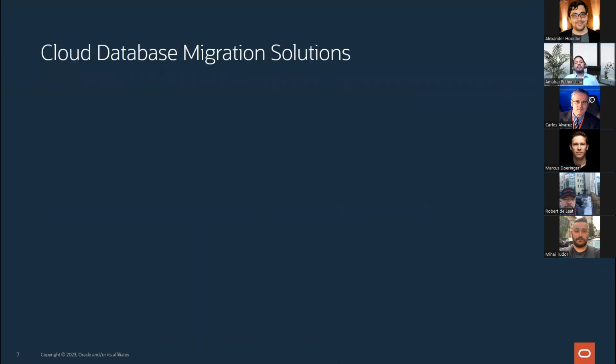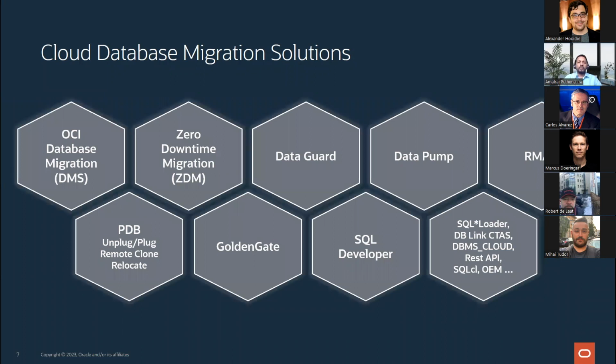Now, we have seen the different migration types and how to map them against some typical targets. But let us understand what kind of solutions we have for migrating databases to OCI. If you look, there are too many solutions available. We can use ZDM or DMS or Data Guard or Data Pump. So all these solutions are available, and in the next slide, I'll show you where ZDM stands among these solutions.